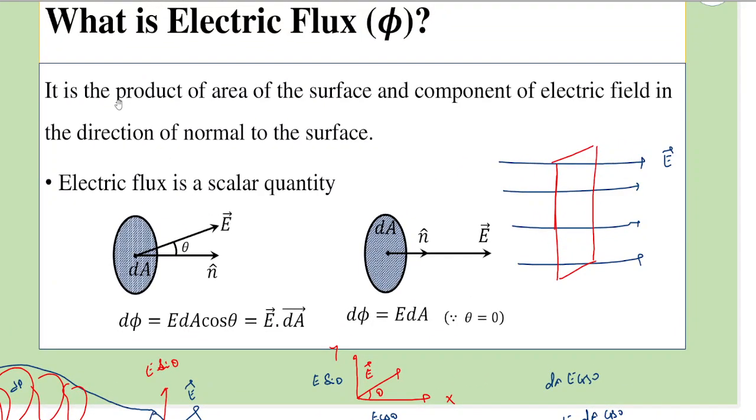Next point here is that electric flux is a scalar quantity. It is because you might have learnt in vectors that A dot B would be A into B into cos theta, and this is called the dot product or scalar product. That is because the value we get here is a scalar value. So hence this flux, which is the dot product of E and dA, is a scalar quantity.